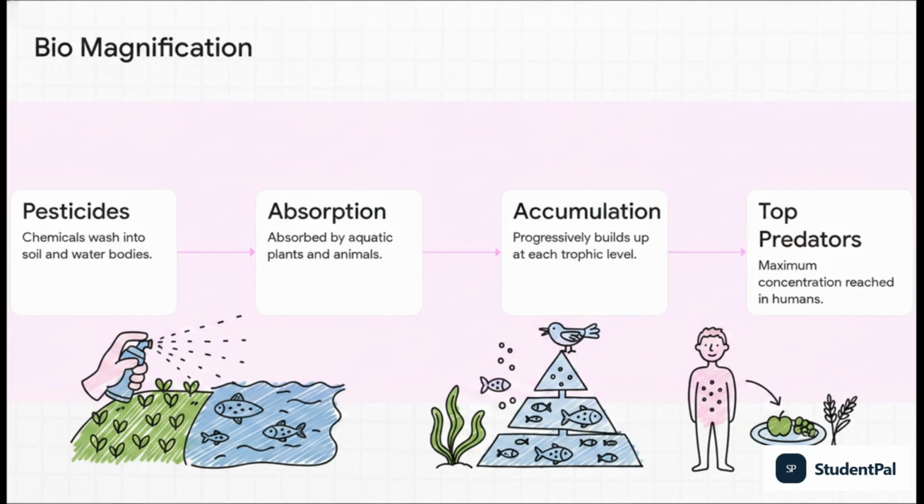First, it washes away into the soil or local water bodies. From there, it gets absorbed by aquatic plants and animals. Now, because these chemicals are non-degradable, they don't just magically disappear. Instead, they accumulate progressively at each and every trophic level.